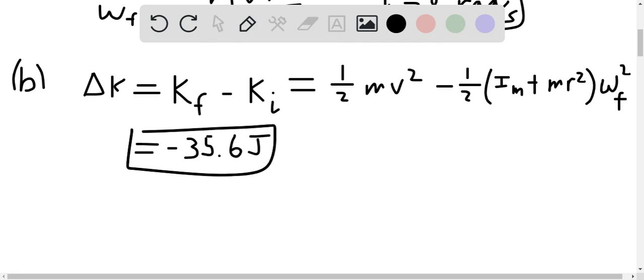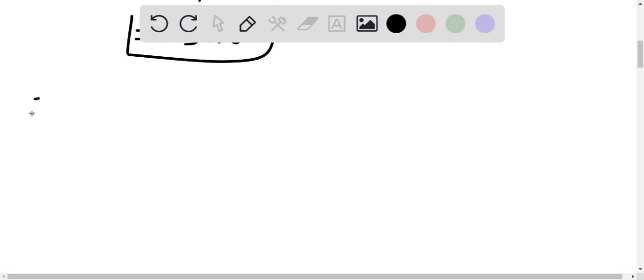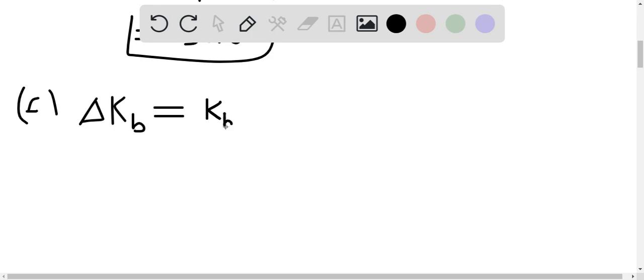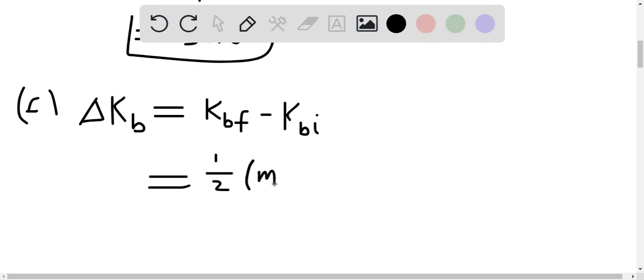For part C, we're going to find the change in the boy's kinetic energy, right? So let's scroll down to make sure we have enough room. We can call this delta K B for the change in kinetic energy of the boy. And this is equal to the final kinetic energy of the boy, K B F, minus the initial kinetic energy of the boy, K B I. The final state kinetic energy of the boy is 1/2 times the boy's moment of inertia. Remember, the boy's moment of inertia is just m r squared, times the final rotational velocity omega f squared.